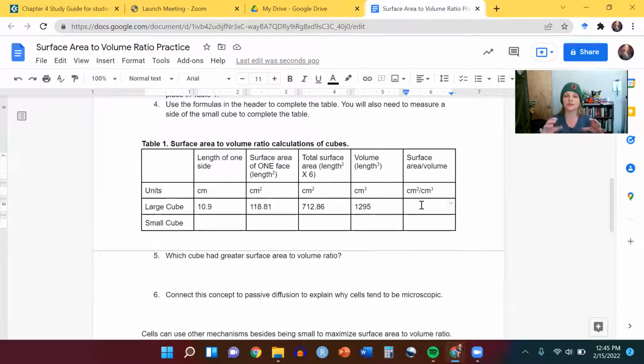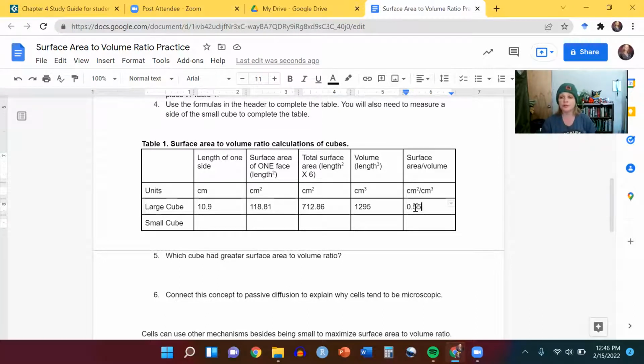Okay, so now we have the information to get the number that we actually want. We want the surface area to volume ratio. So here's our surface area. We just punch into our math machine 712.86 divided by our volume, 1,295. And that gives me a number that's 0.55. And that tells me how much surface area there is for the amount of the entire space that's taken up by this cube.